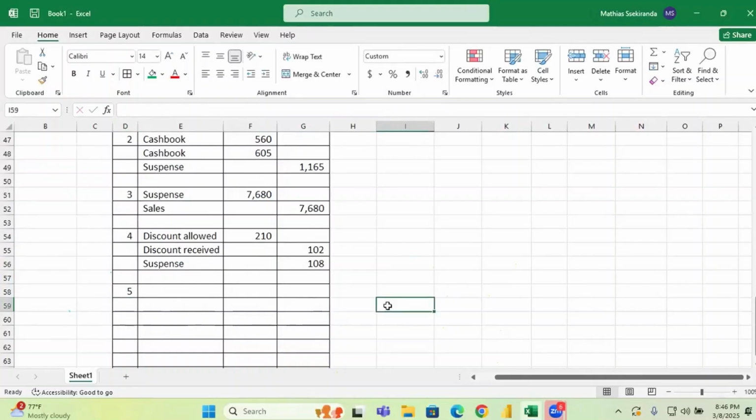Any questions about note number 4? APA, for me, I'm just requesting for clarity. Aren't we supposed to have an account for suspense whereby we are entering these suspense figures that we are getting? No, you can't do them concurrently. You do it at the end of the journal entries.